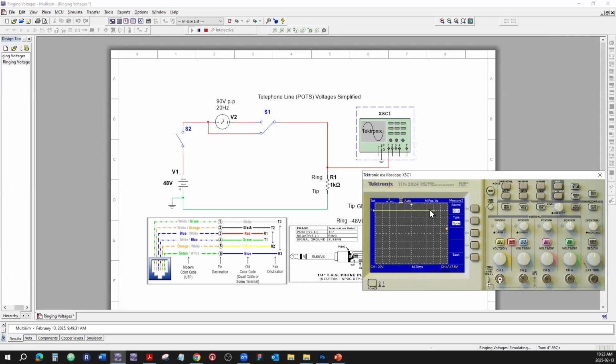channel 1 here, which is displayed. We have 20 volts per division, so each square is representing 20 volts. So negative 48 is going to be 20, 40, somewhere here. Okay, let's see. Turn the switch on. All right, there you go. There we go. Now, that's how the phone line idles.